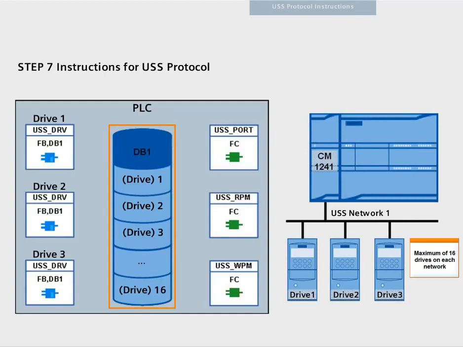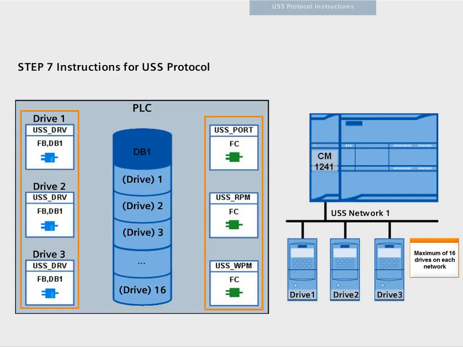You only need one joint instance data block for the temporary data storage of all drives that are connected to a communication module. The USS functions for these drives have joint access to the information in this data block. The drive function block provides the access to a certain drive in the USS network from the user program. Input and output data provide the status and command information of a drive.